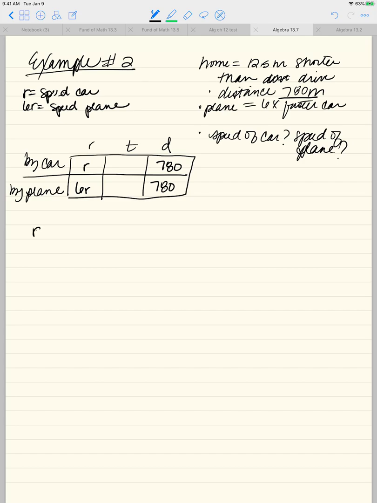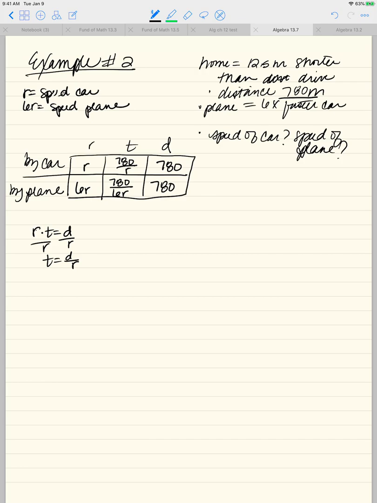Now again, our typical formula is R times T is equal to D. We need to get that T value in there, all right? We need to figure out what T is. So divide both sides by R. T is going to be D over R. So looking at what we have, the time by car is going to be 780 over R, and the time by the plane is going to be 780 over 6R, all right, over 6R.